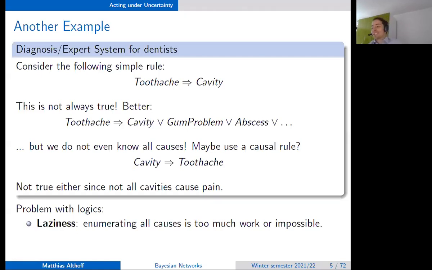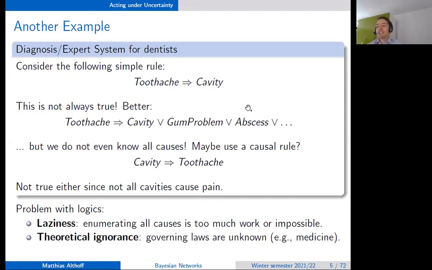So then other problems are theoretical ignorance. The governing laws are not known, like in medicine. So of course, the dream of many doctors is that if you have your genetic data, you can have the perfect treatment just for you, because they know exactly how a medication will work in your body, because all the working principles of your body would be somehow known to a certain degree, of course. But this is not the case.